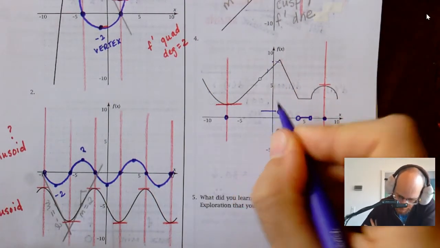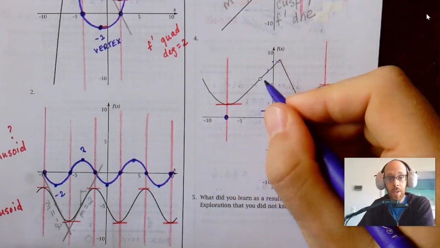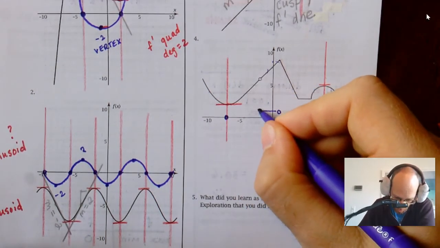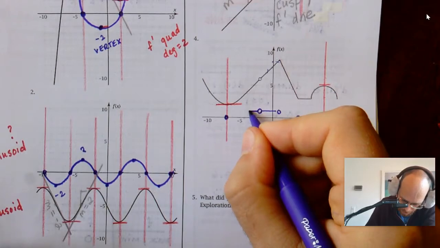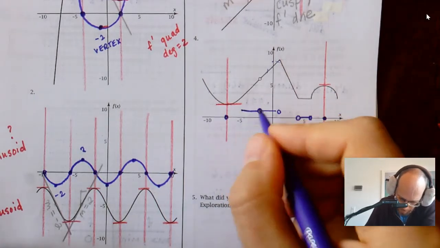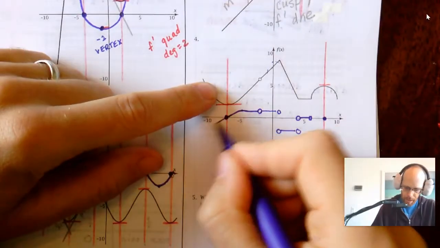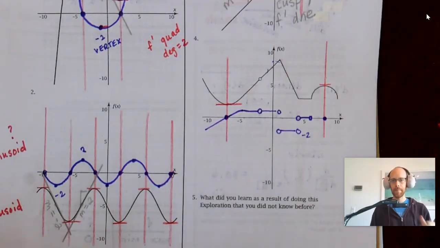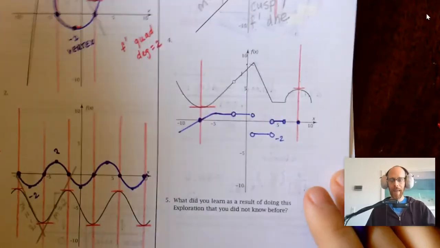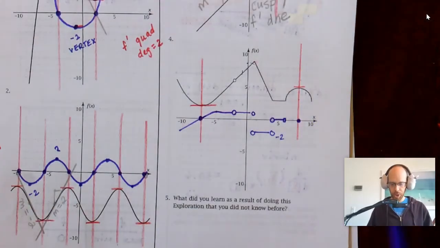Boom, boom, boom. If the function doesn't exist, neither does the derivative. So let's put a hole right there. And then at some point, it stops being linear. It becomes quadratic. So I'm going to go down like that. And then I know it's negative. I'm just going to go something like that. All right. So that gives us everything but this weird little chunk.